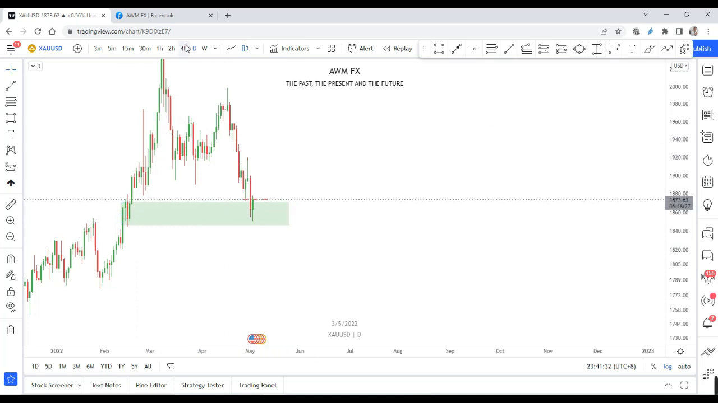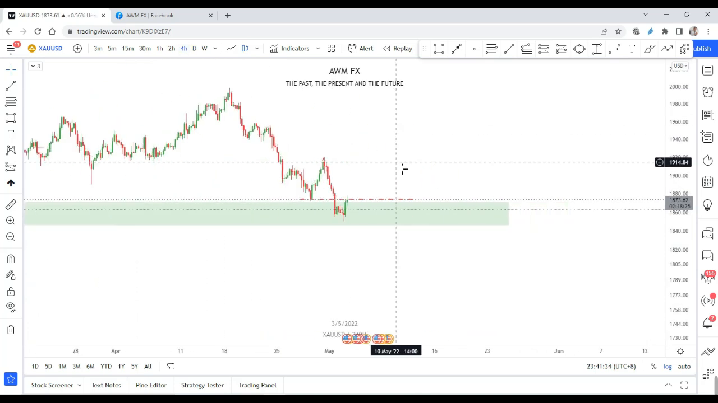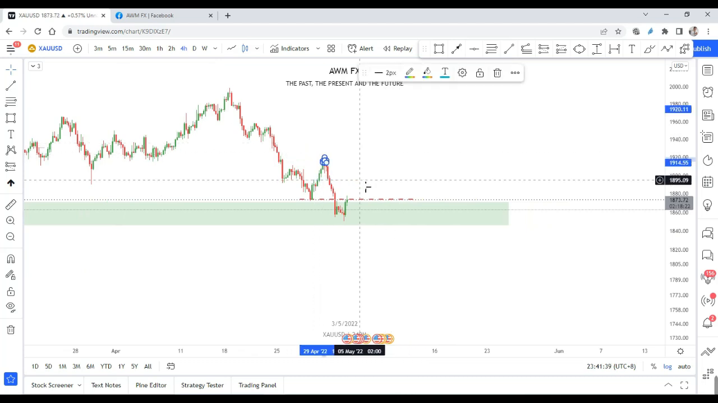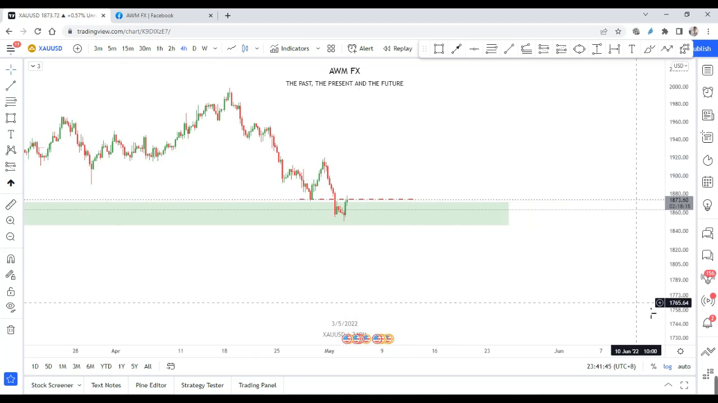Another reason I give you is that, as I've previously shared, if some of you know, I'm doing a mentorship with a group of guys. So I did daily analysis with them every day, especially on Gold.